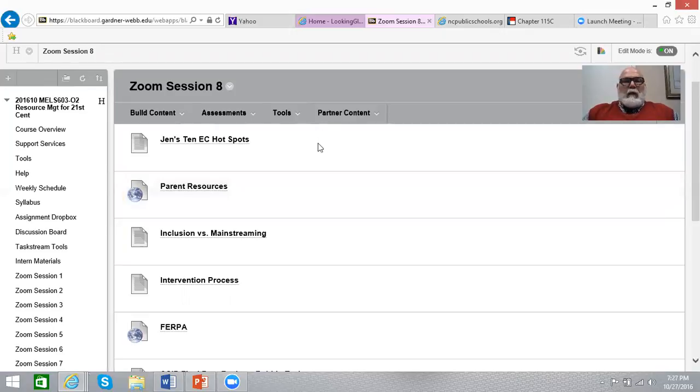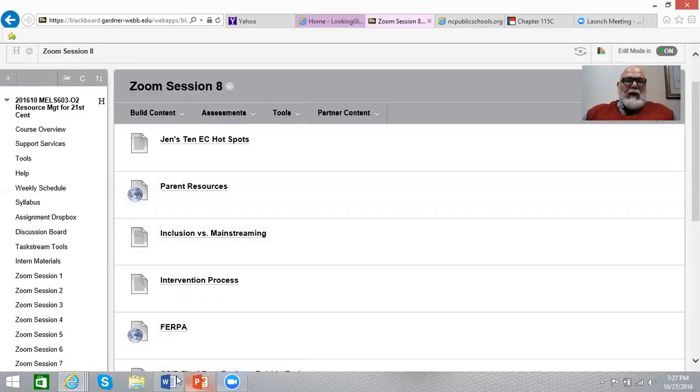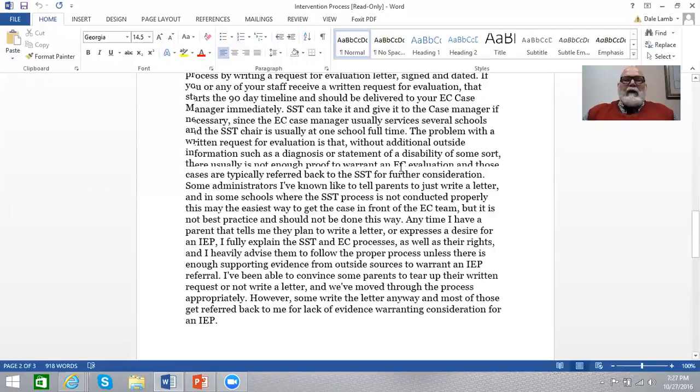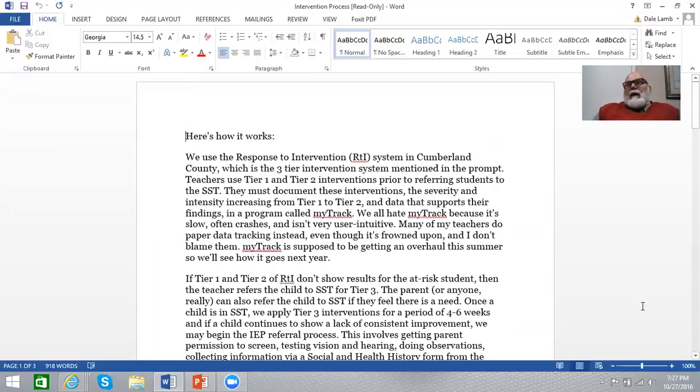Now, the first 90 days, explain that one. All right. I've got it right here under inclusion versus mainstreaming. I had a lady write this down for me. So this is under week 8 Zoom. So basically in North Carolina right now, we're using what's called a multi-tiered system of support. And it's 180 days long rather than the traditional 90 days. So basically we're using response to intervention, RTI, to try to work with kids for 90 days who are having academic difficulty.